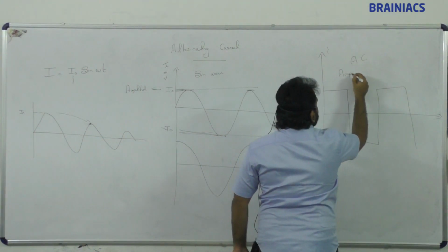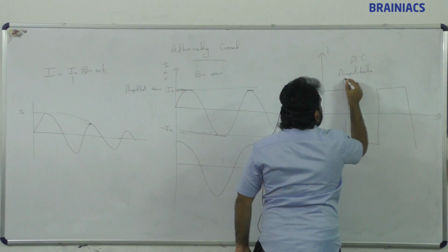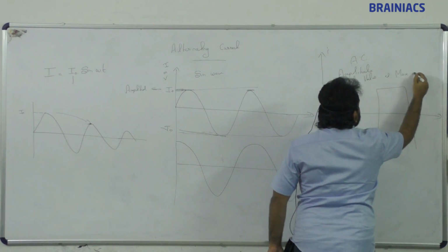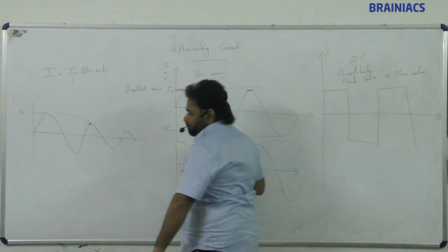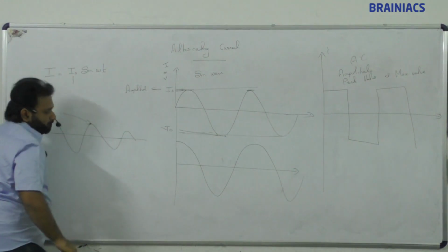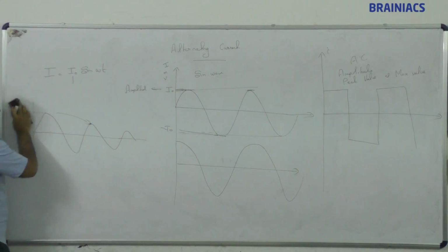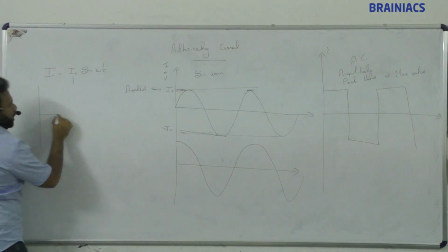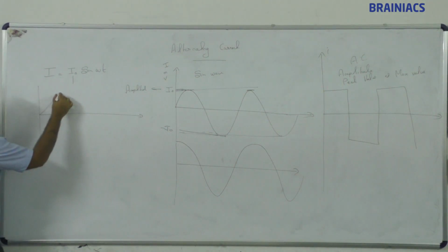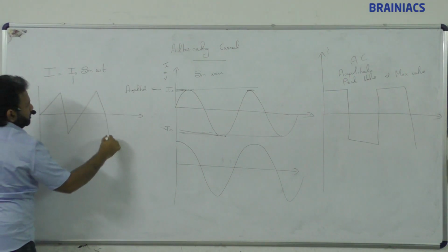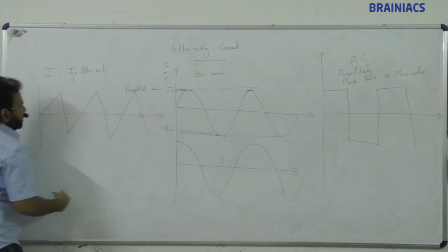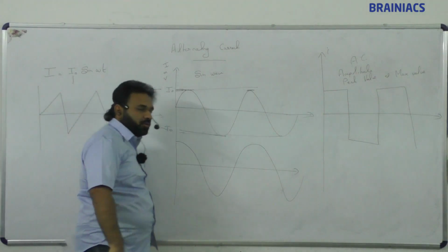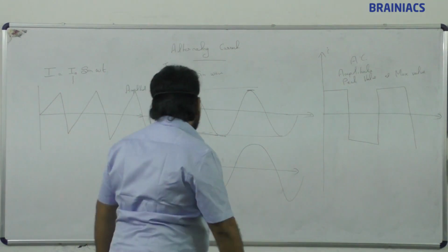Amplitude or peak value, all these are the same. If I draw a signal like this, this is also AC. Sawtooth waveform is also AC. Okay, clear?